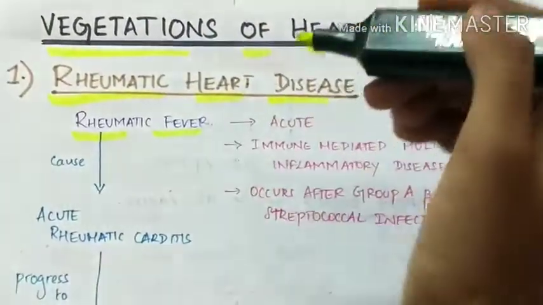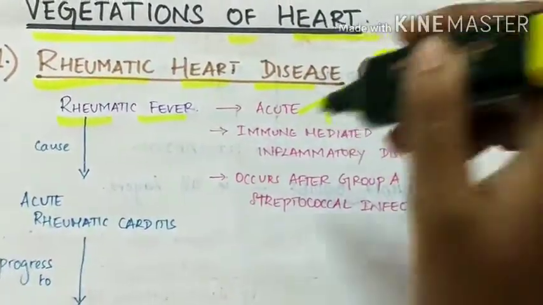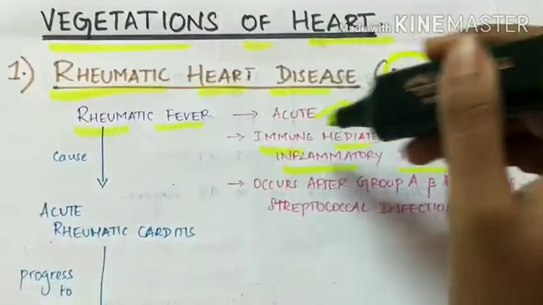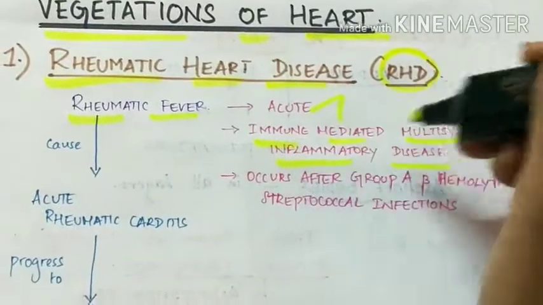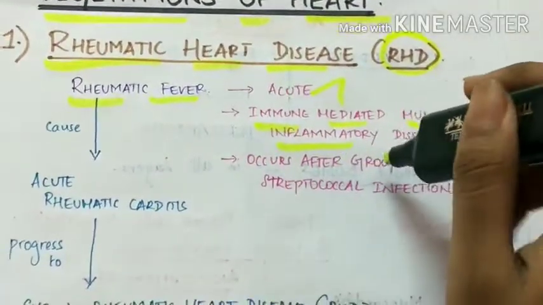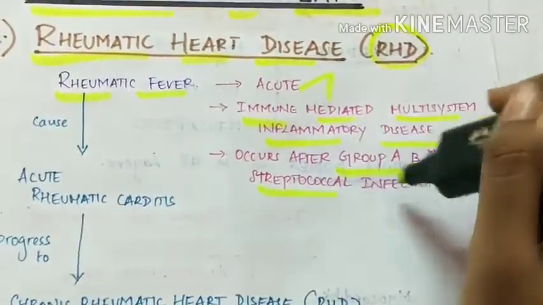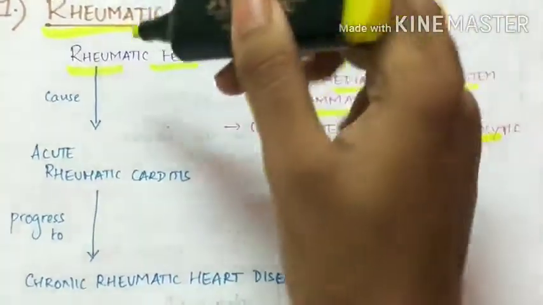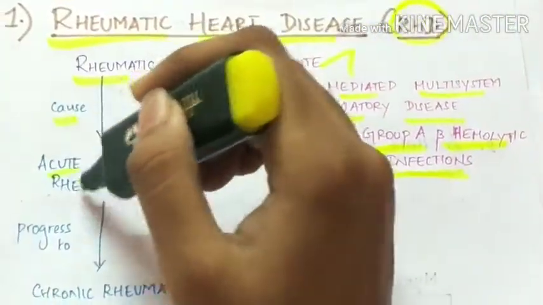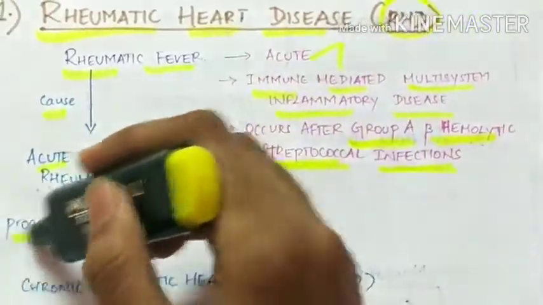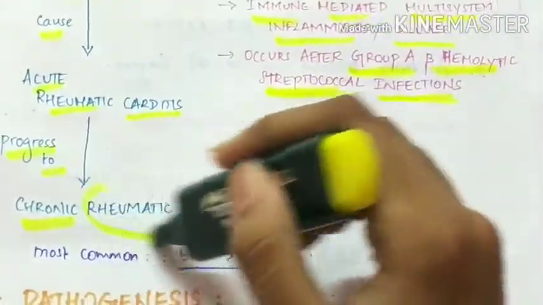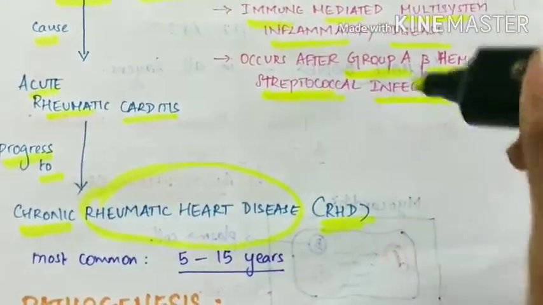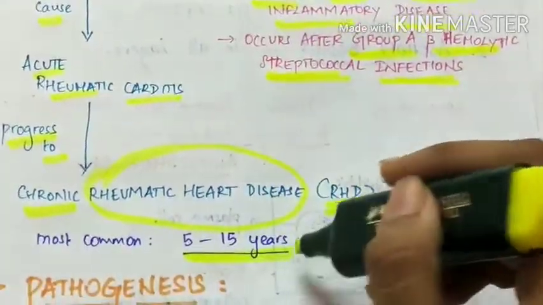Rheumatic fever is an acute, immune-mediated multi-system inflammatory disease, and it occurs after Group A beta hemolytic streptococcal infections. Rheumatic fever causes acute rheumatic carditis, which later progresses to chronic rheumatic heart disease. This is the cause of rheumatic heart disease. It most commonly affects children of 5 to 15 years of age.